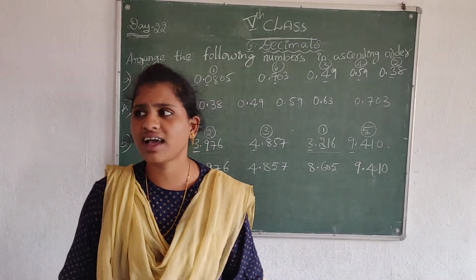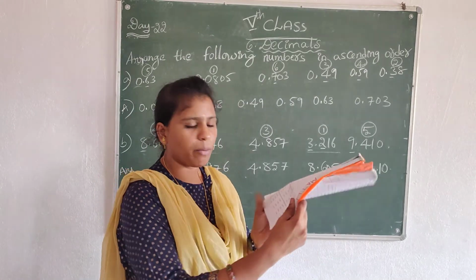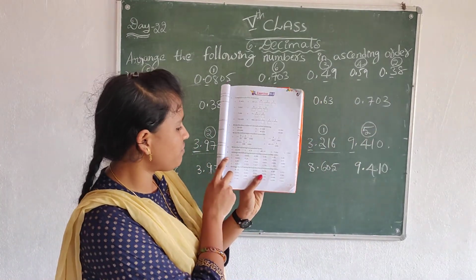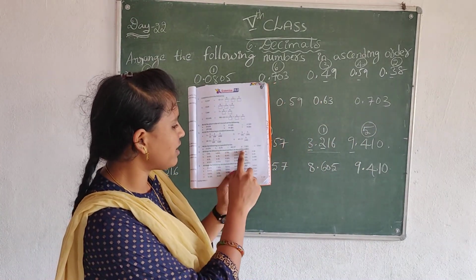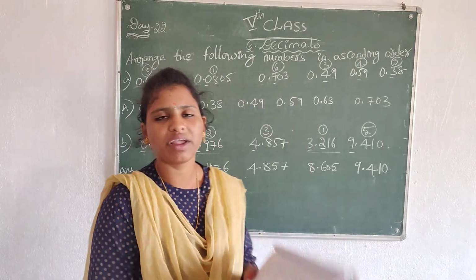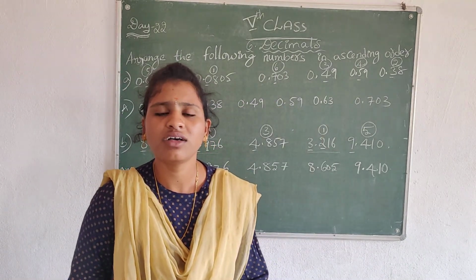Understood, children, this class? Let's see, all of you, page number 81. Fifth topic. Arrange the following decimals. You have to complete all this work in your CWs.